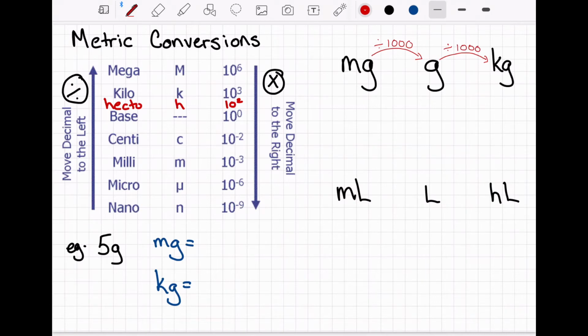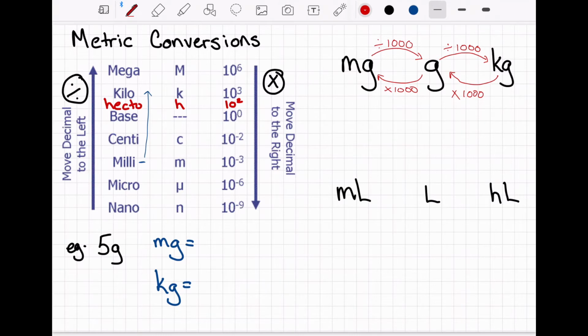And you can see that if we were going from milligrams up to kilograms, we are going to be dividing. So if we go backwards, kilograms to grams, we're going to multiply by 1,000. And grams to milligrams, multiply by 1,000. And you can go in one step from milligrams to kilograms. I recommend going in 2 steps just to make sure you've got enough zeros in there when you're doing the calculation.